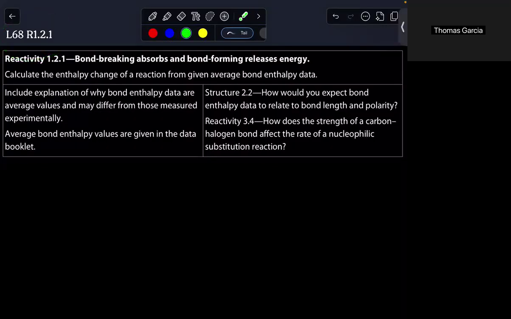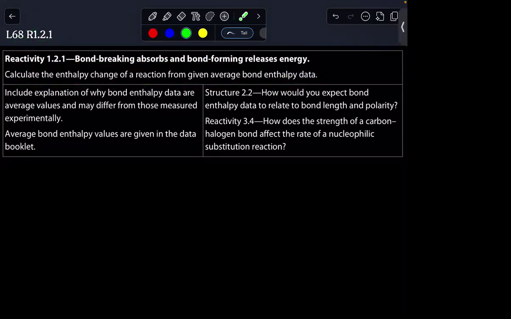Today we're doing lesson 68, reactivity 1.2.1. We're going to talk about bond breaking and bond forming, how it absorbs and releases energy respectively. So we're going to calculate the enthalpy change of reaction given average bond enthalpy data. With that said, we can start by talking about what happens when bonds break and form.